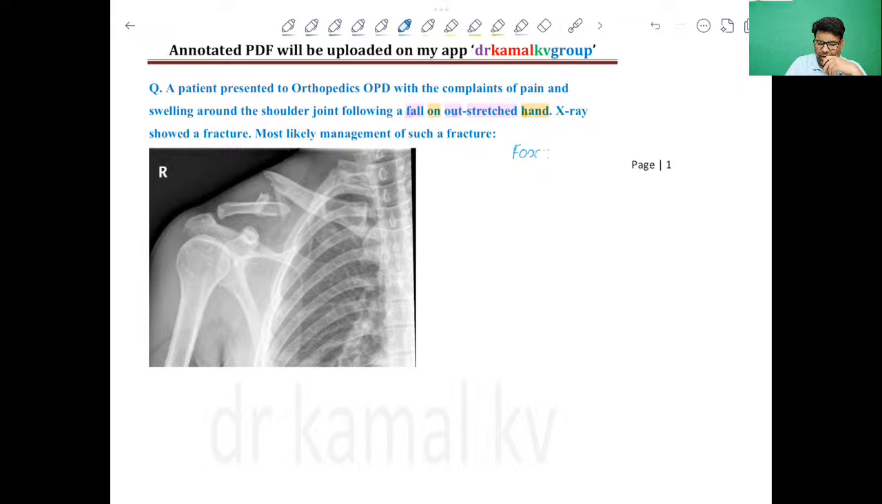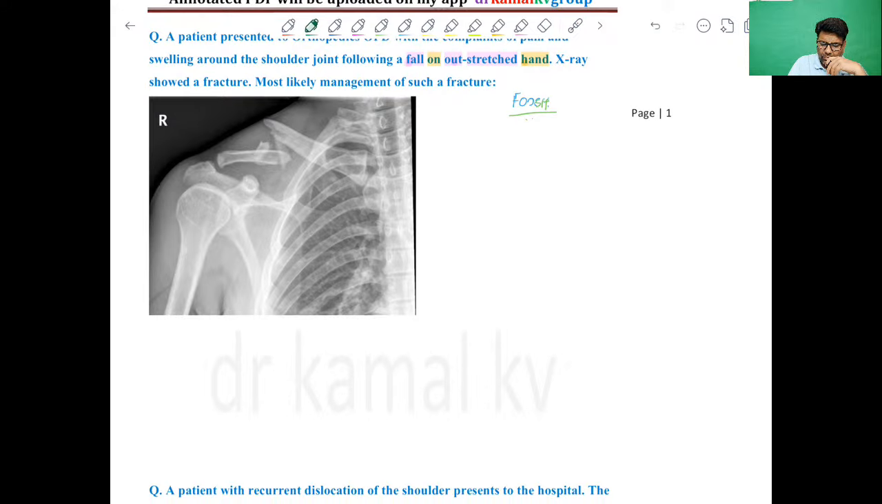So FOOSH is the mechanism of injury for the majority of upper limb fractures, and classically in this case if you look at the X-ray, I think most of you can mark it out that it is the classical fracture of the clavicle, right? So this is a fracture of the clavicle. This is the medial 2/3 and this is the lateral 1/3. So classically the junction is the medial 2/3 and lateral 1/3, and treatment is pretty simple.